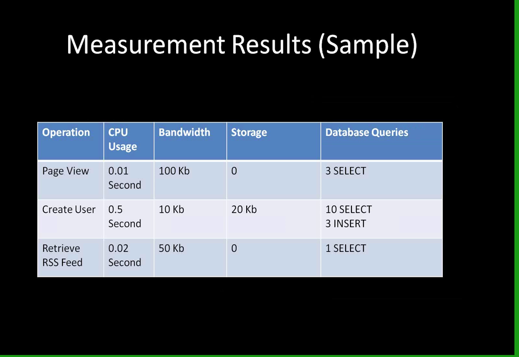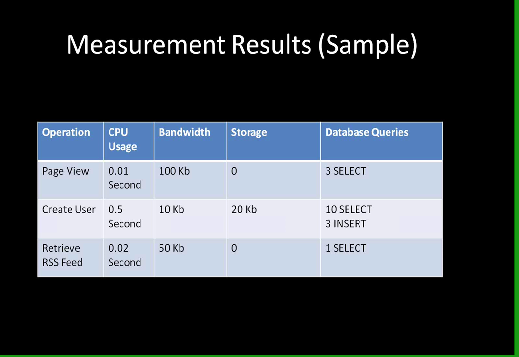So here's what I'm driving at as far as what you might want to achieve if we were to measure different aspects of a system. Let's say we have page views, creation of a new user, and retrieval of an RSS feed that's offered by the site. The goal of measuring would be to understand, for each of these different operations or functions, the amount of usage of each of these.